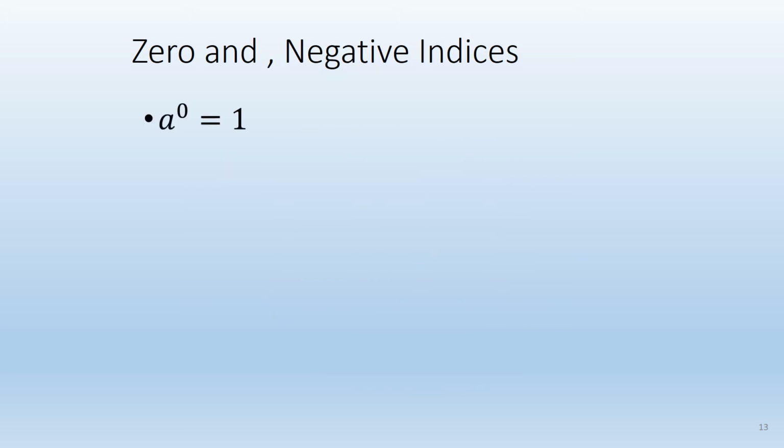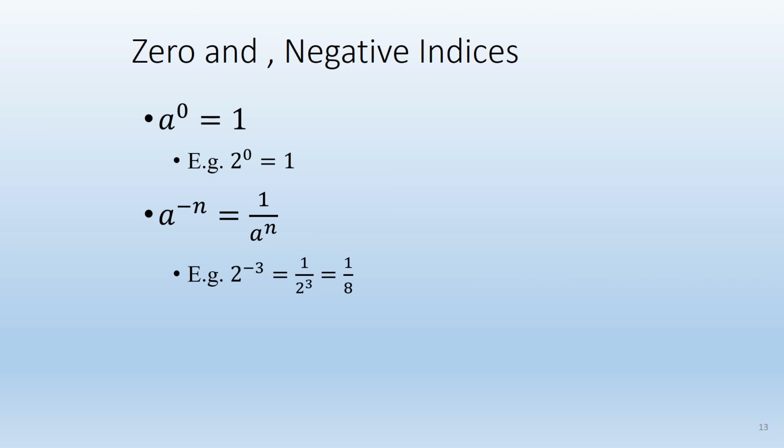So we can generalize this. Any number raised to the power of 0 will be 1. For example, 2 to the power of 0 is 1. And when we have a to the negative n, then we have 1 over a to the n. For example, 2 to the negative 3 we saw was 1 over 2 by 2 by 2, that is 1 over 2 to the power of 3.